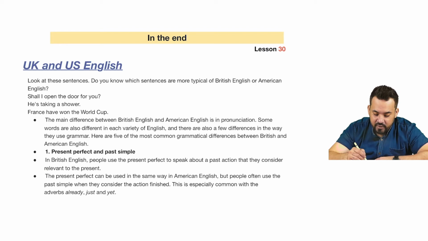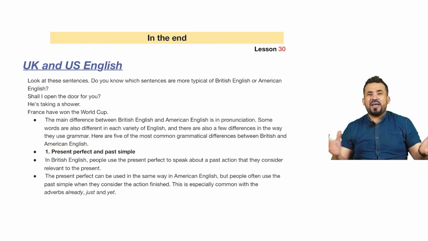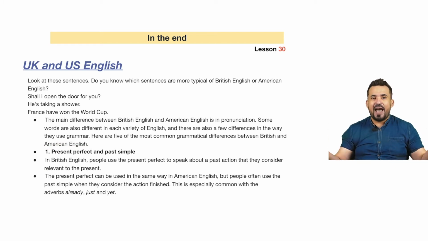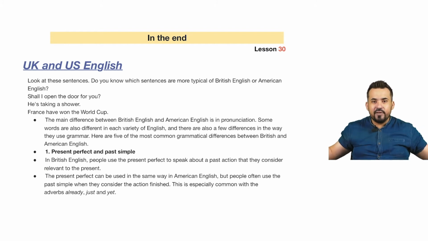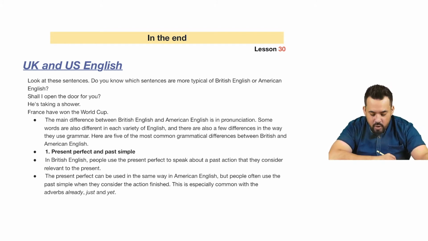The main difference between British English and American English is the pronunciation. Some words are also different in each variety of English, and there are also a few differences in the way they use grammar. So basically the main difference between American and British English is the accent, the pronunciation, right? British sounds old-fashioned, American sounds cool. You can't deny that. That's the truth.